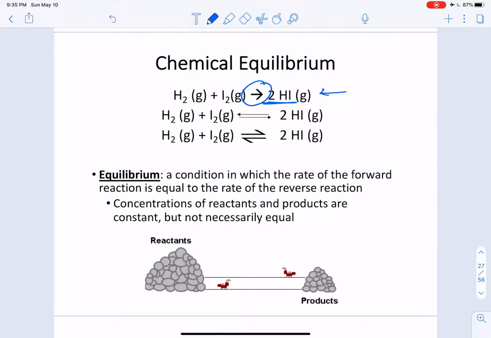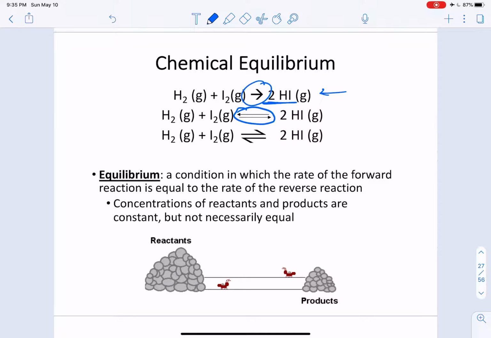But that's not always what happens. We don't always make 100% product. In most cases, we don't. So we have a couple of different types of arrows down here. And the first one looks like this. And that's indicating that that reaction is going both ways. And that looks kind of funky.